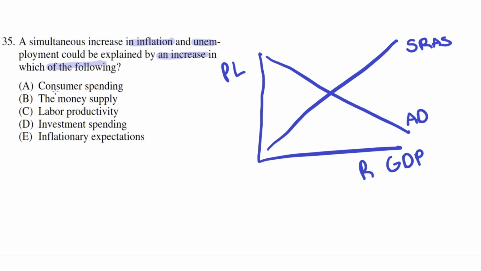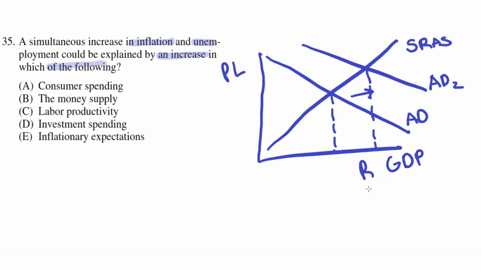Now, option choice A says consumer spending. This is incorrect because an increase in consumer spending would influence the aggregate demand, and it would do so by shifting the aggregate demand to the right, since an increase in consumer spending means an increase in the aggregate demand. And the result would look like the following, where there is now an AD2 curve, and the original real GDP is right here, and now the real GDP is here.